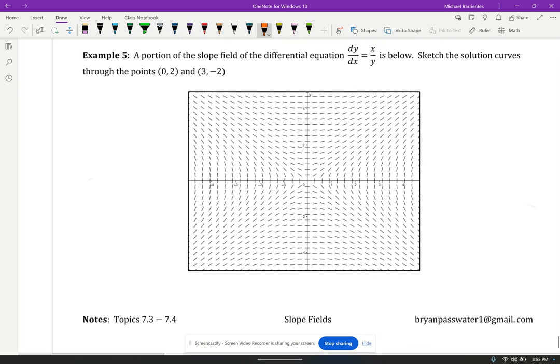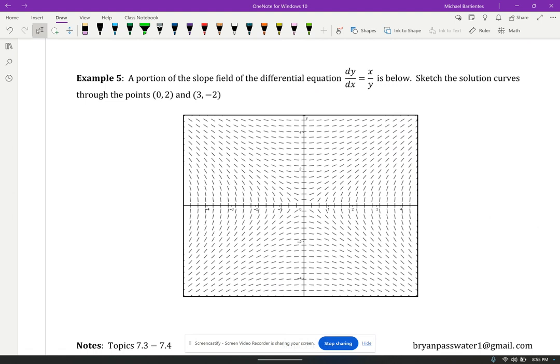All right, let's try one more. A portion of the slope field of the differential equation dy/dx is equal to x over y is given below. Sketch the solution curves that go through these 2 points. 2 points again. Okay, so let's start with 0, 2. 0, 2 would be right here. Now remember, make it nice and bold. And now we're going to follow the line.